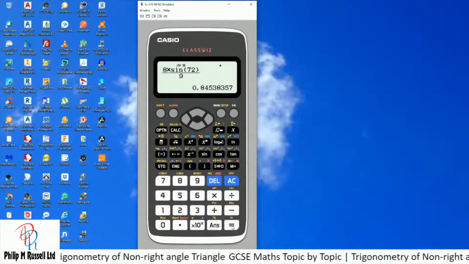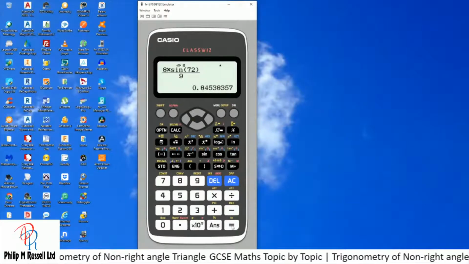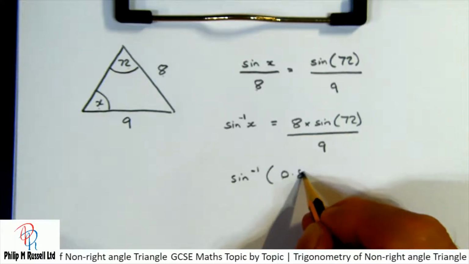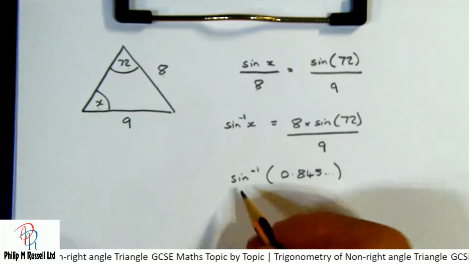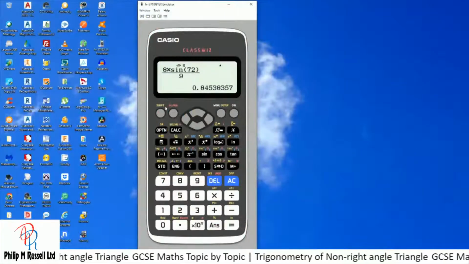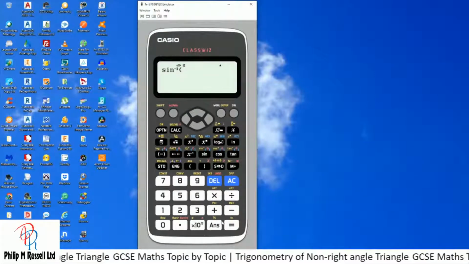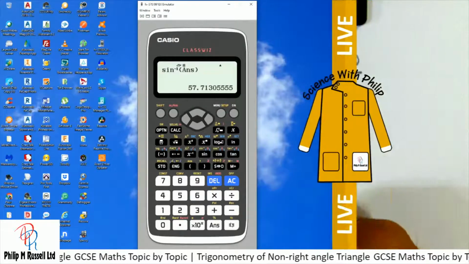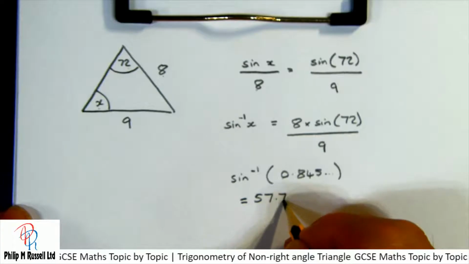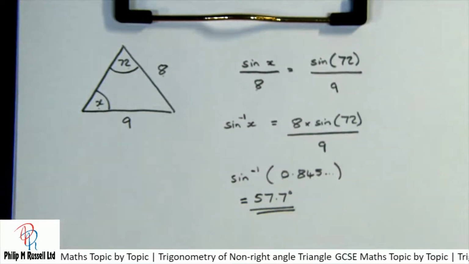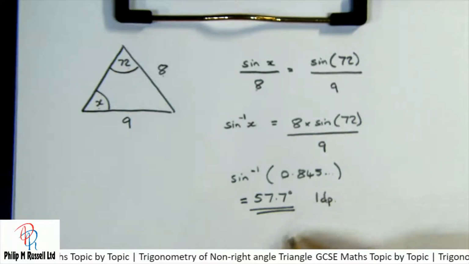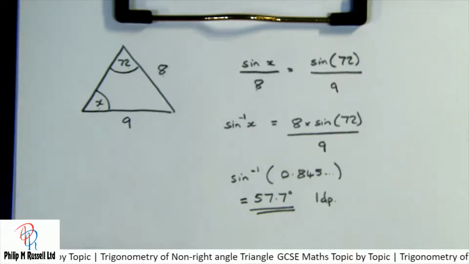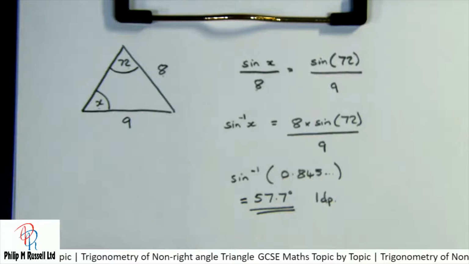That isn't the answer I need, because as yet I've got to convert that. So we now know that the sine minus 1 of 0.845 and so on, and that's what we're going to work out next. So I'm going to do shift sine of my answer, and that gives me the angle that we want, which is 57.7 degrees. And I've done that just to one decimal place. Often for angles, we only do this to one decimal place. Why? Because it's basically as accurate as you could probably measure it.